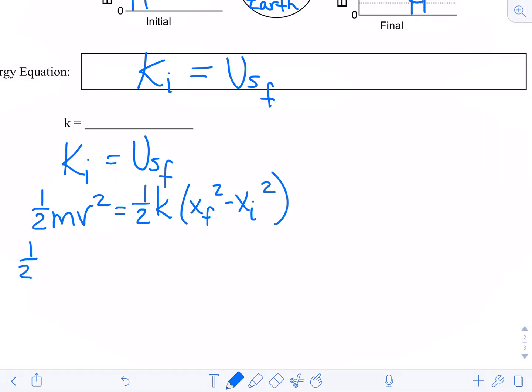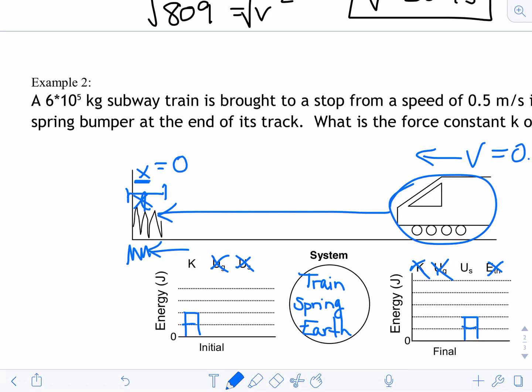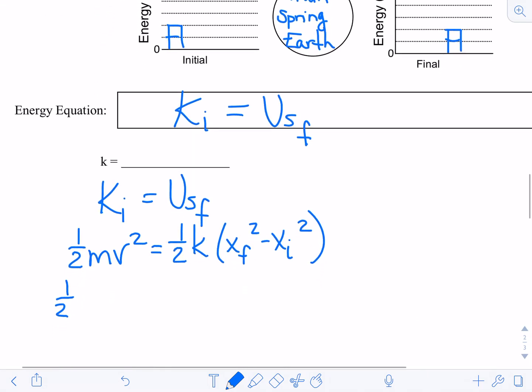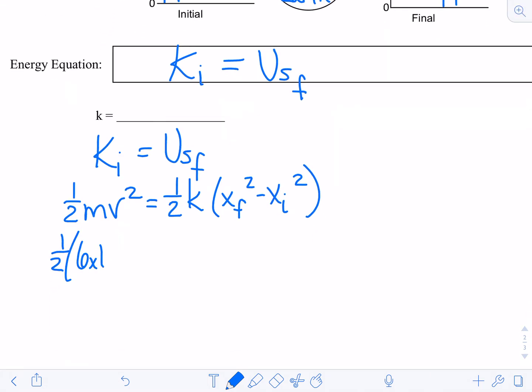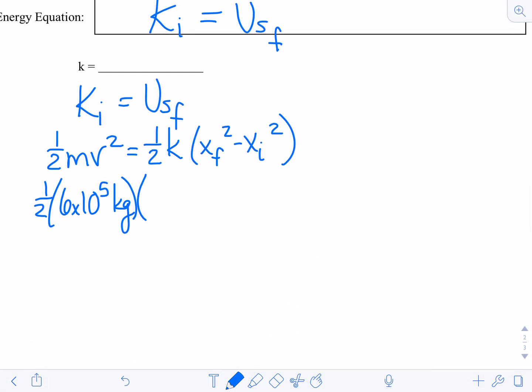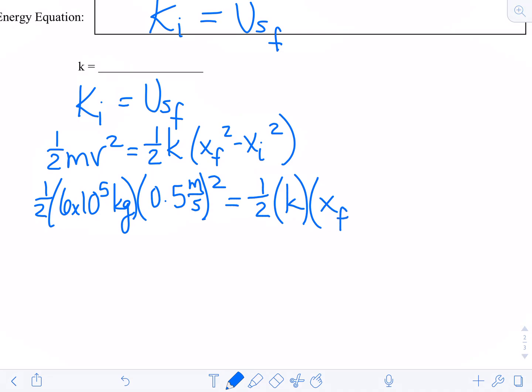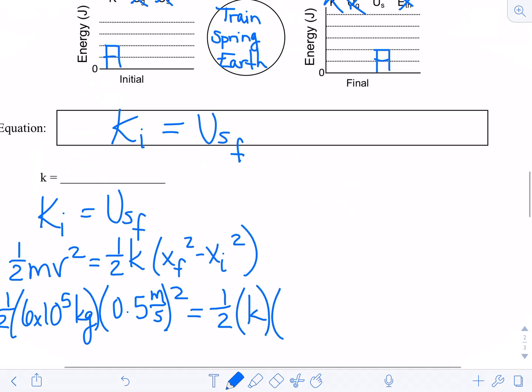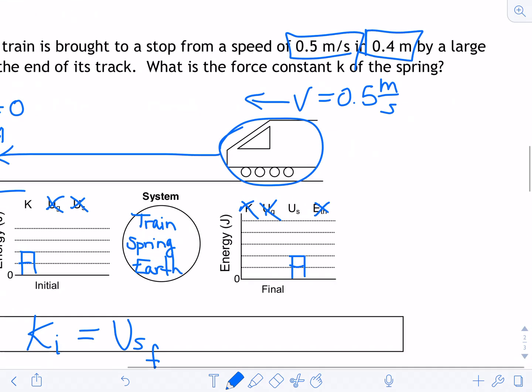So let's see if we have all these numbers. Do we have the mass of the train? Why, yes, we do. 6 times 10 to the 5th kilograms. Do we know how fast this train was moving? Oh, that's right, it was moving kind of slow. It was 0.5 meters per second. We square that. All right, so that equals 1/2 times our spring constant k times the final stretch. Oh, we don't know what that is. Oh, wait, yes, we do. We know how far this thing got compressed. It got compressed 0.4 meters. Duh.